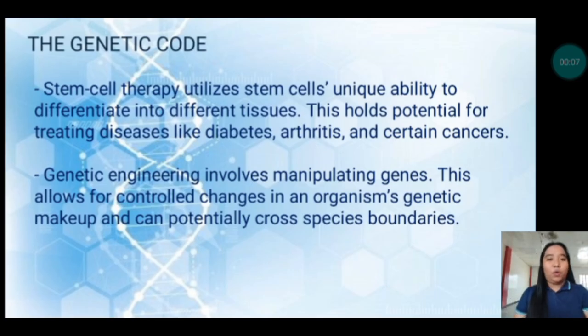So the genetic code. So, stem cell therapy utilizes stem cells' unique ability to differentiate into different tissues. These hold potential for treating diseases like diabetes, arthritis, and certain cancers. Number 2 is genetic engineering. It involves manipulating genes, for controlled change in an organism's genetic makeup, and can potentially cross species boundaries.